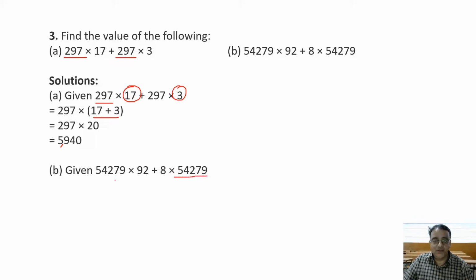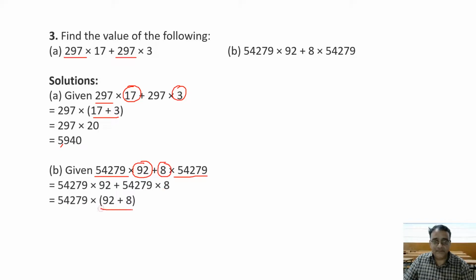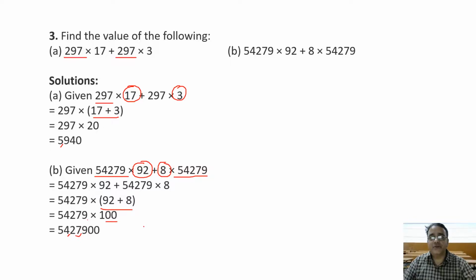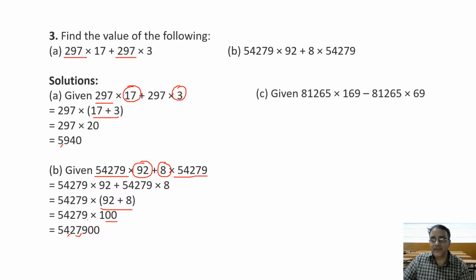तो यहाँ पे देखो ये दोनों सेम नंबर है. सो व्हाट वी विल डू, वी विल टेक कॉमन बाय यूजिंग डिस्ट्रीब्यूटिव लॉ. सो 92 और 8 बचेगा बस. सो 92 प्लस 8 जो है वो 100 होगा. 100 से इंटू करना बहुत ईजी है. इसके बाद 2 0 लगा दो. सो ये हो गया 54,27,900. राइट. नाउ वन मोर क्वेश्चन वाज देयर, उसको भी कर लेते हैं.